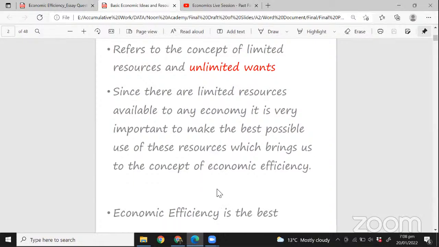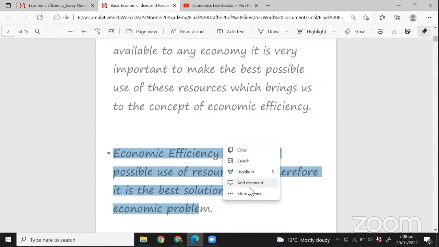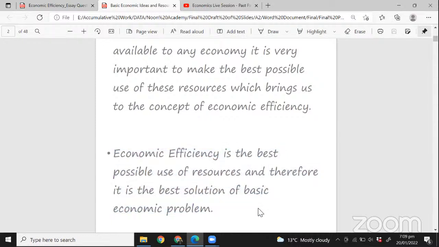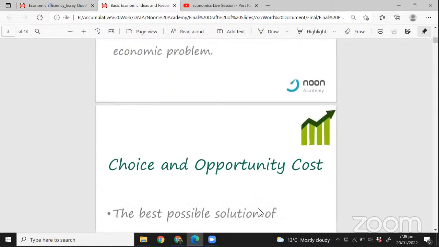So in simple words, what is this? Economic efficiency is the best possible use of resources, and therefore it is the best solution for the economic problem. The economic problem doesn't have any solution to it, right? But when we are making the best possible use of resources, only then we can try to solve the basic economic problem. That's why economic efficiency is important, right?